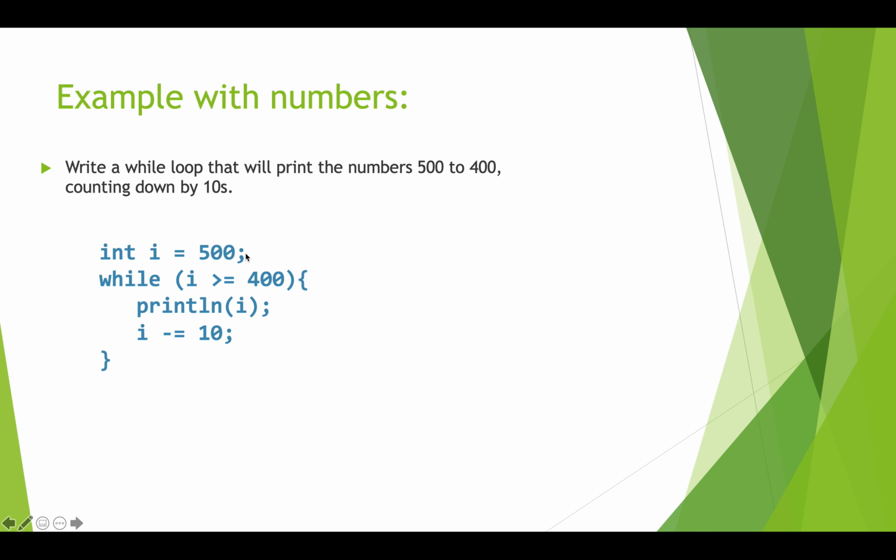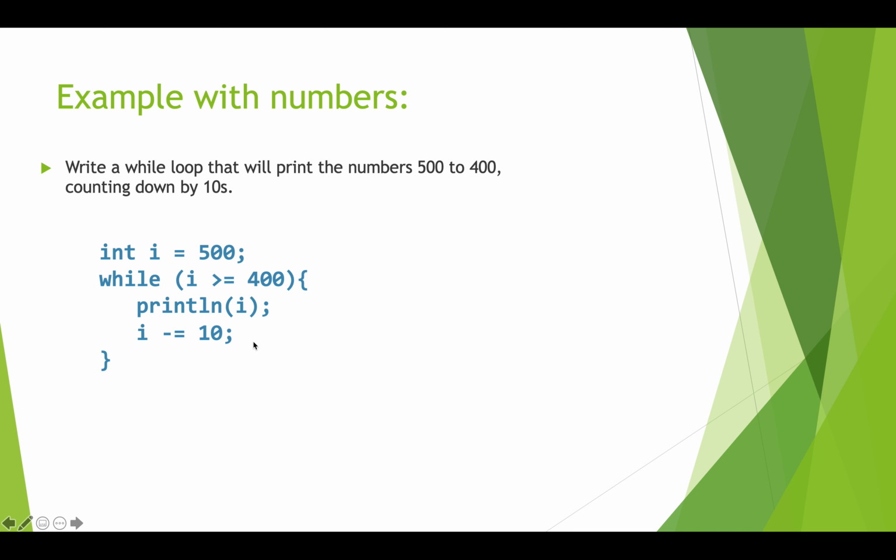And so we have our initialization code, i equals 500. We have our Boolean test, while i is greater than or equal to 400. So this is a Boolean. We've got a number being compared to a number. It will either be true or false. And then we have our body. So we're going to print out whatever the number is.